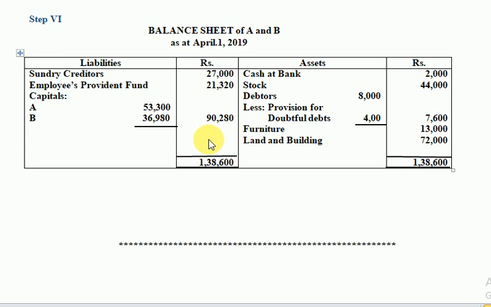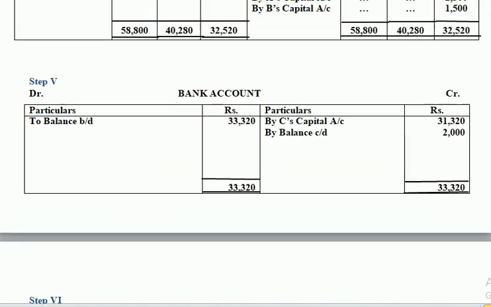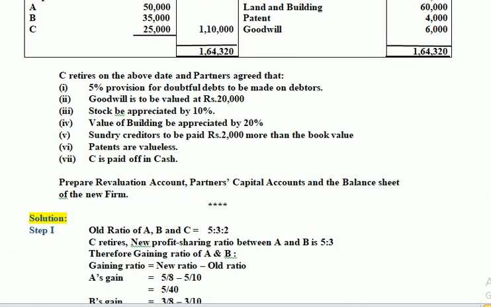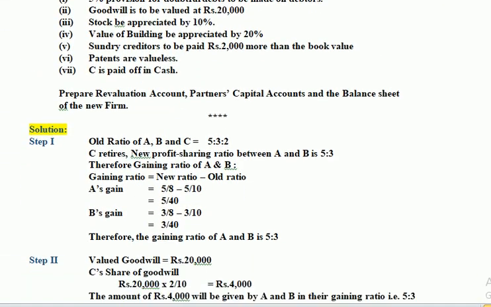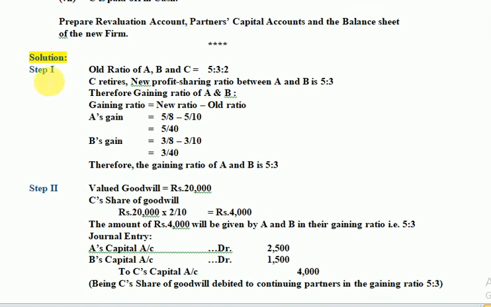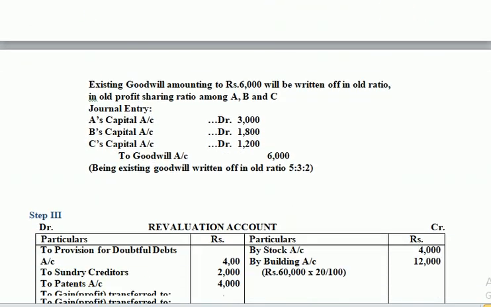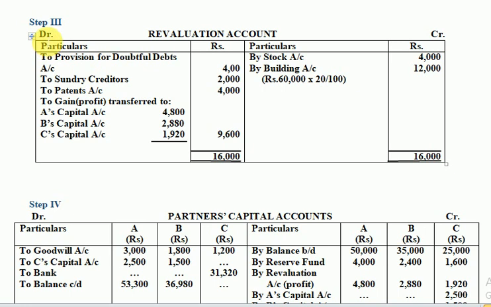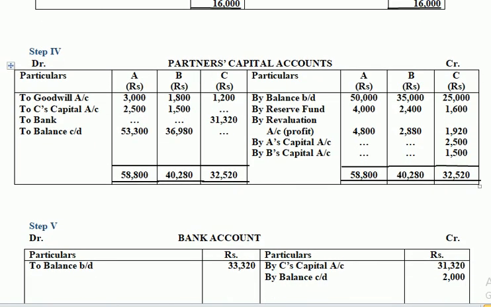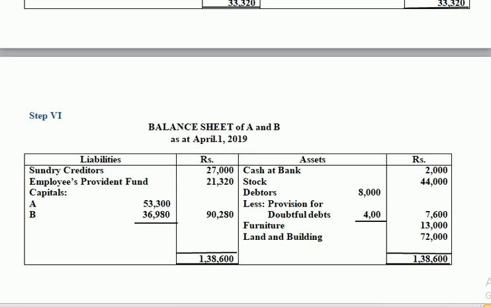And this completes our question with all 6 steps, where this is step number 6, balance sheet. Then we have the previous 4 steps, right from change in profit sharing ratio, first step. You can see here step 1. Then step 2 is accounting treatment of goodwill. Further, we discussed revaluation account in step 3. Step 4 is all about partners capital account. Then step 5 was bank account, and finally the balance sheet.